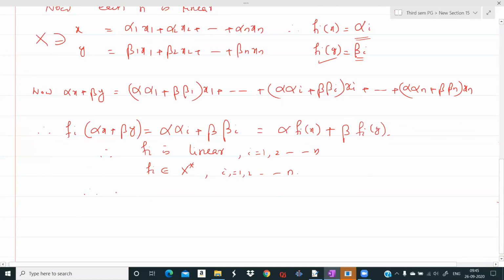Therefore this f1, f2, etc., fn are n elements of X star. FIs are linear, FIs are functionals. So these are n linear functionals. Therefore these are n elements of X star.